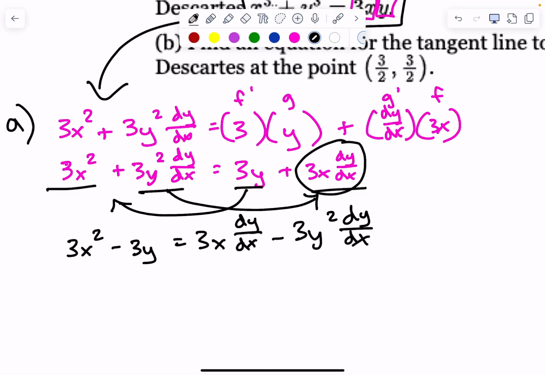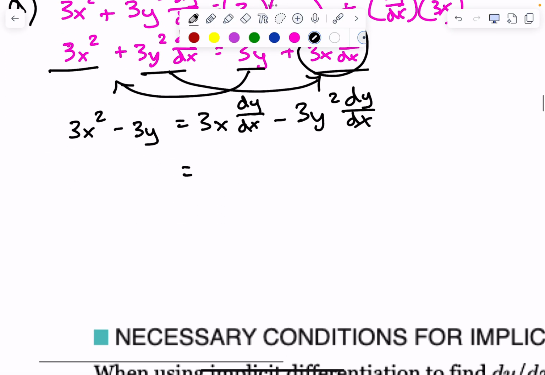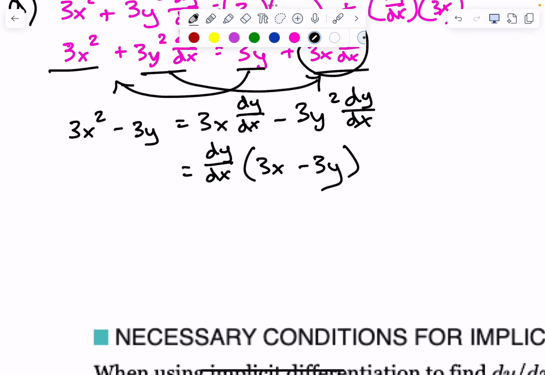Okay, 3x minus 3y. Some of you do this without writing it out, but if you still want to, there's that. You pull dy/dx out, and we've got this in y. Then we divide this over, so it's over 3x minus 3y squared.